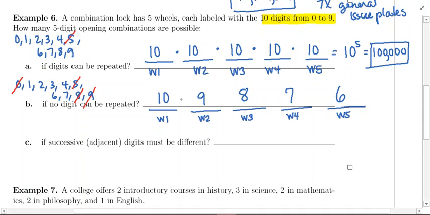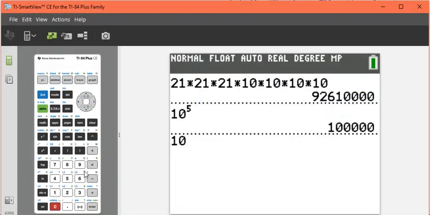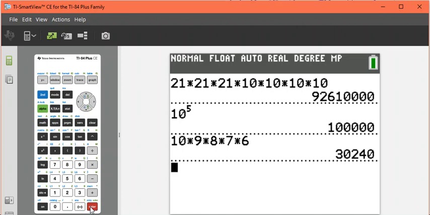So we're going to multiply these numbers together. Here we go. I'm going to go to my calculator, and we're going to have 10 times 9 times 8 times 7 times 6, and this is how many possible combinations there are.